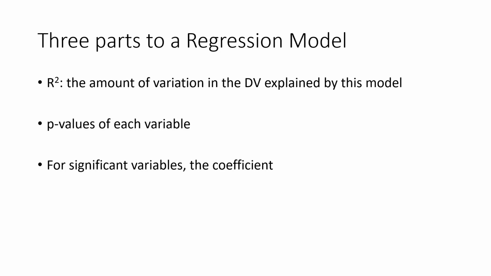Finally, for any variable that shows significance, look at the coefficient or estimate. The coefficient tells us how much of an impact that variable has on the dependent variable. The way to read it is this. For every stepwise increase in that variable, we can expect an increase of whatever the estimate is in the dependent variable, holding all other variables in the model constant.